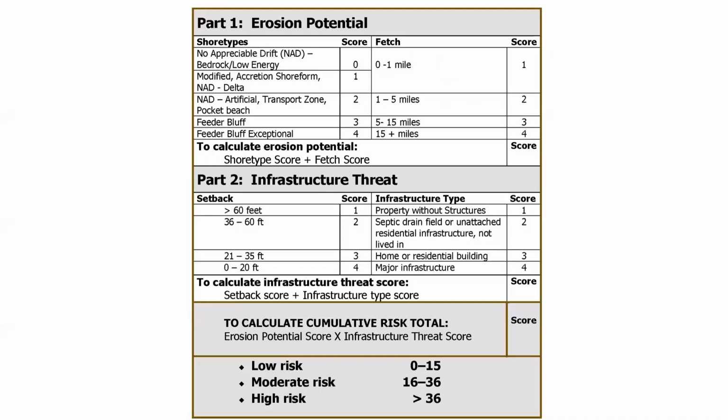Now back to the big guy there. We select our infrastructure type, we add that to our setback score, and the last job is to multiply the erosion potential score and the infrastructure threat score, which gives us a cumulative risk total, which we then use to categorize our level of risk, which you can see on the little table at the bottom of the table there. And we'll use that information as we roll into the next section, and what we'll talk about in the next webinar, which is alternatives analysis and appropriate techniques.